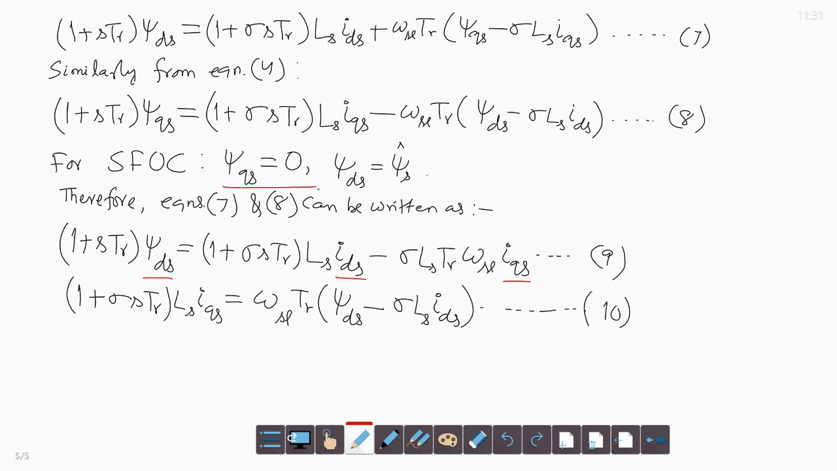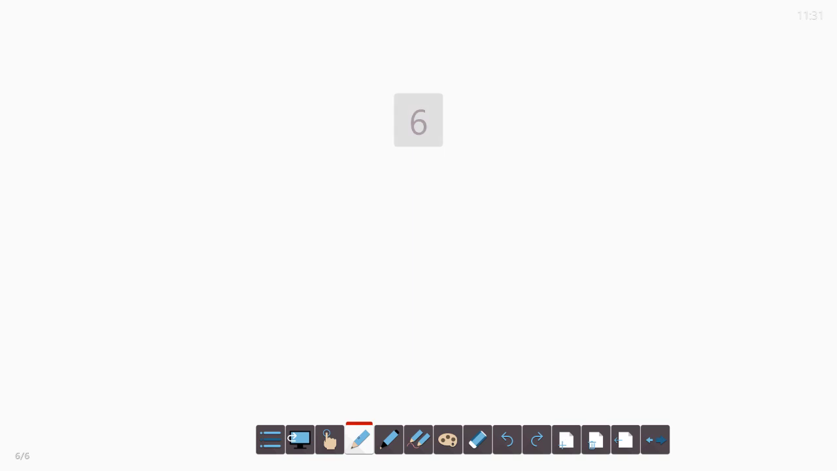So, this requires a decoupling compensation network, which is additional here, and this has to be derived, so that we get perfect decoupling. That means only ids will affect psi ds, not iqs. So, this decoupling compensation is like this.